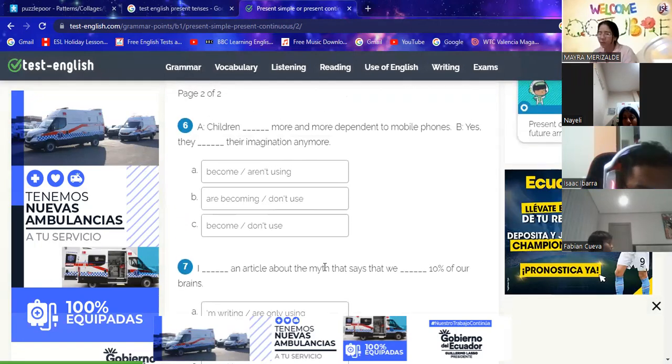Me dice Fabián, como que number 6. Me dañaste el teléfono. Tenías que hacerlo. Por estar en el teléfono.